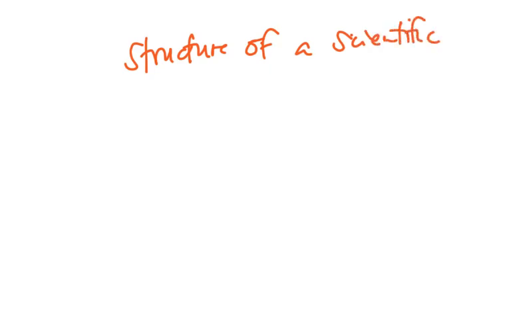Okay, and that's it. So hopefully now you have a better idea about the structure of a scientific paper and what information is in each of these different sections.